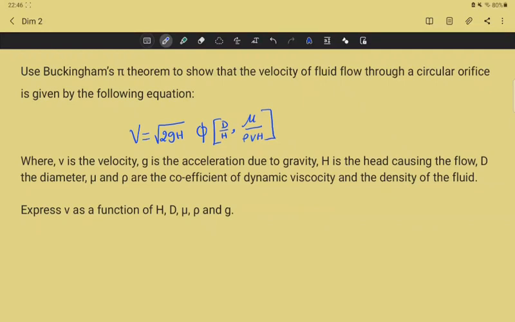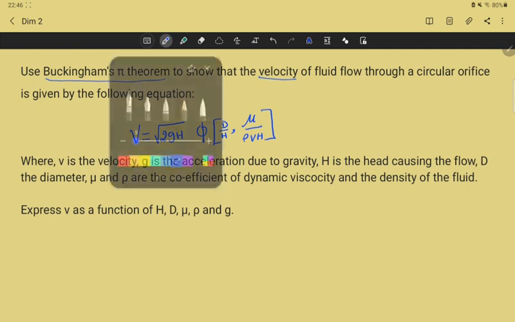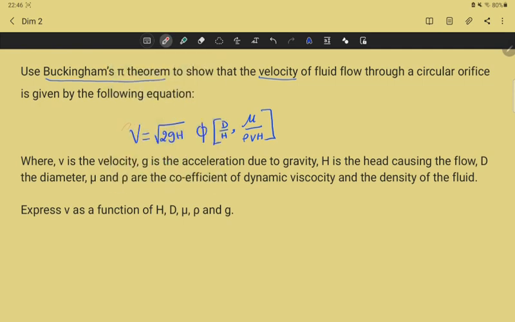My dear people, let us look at this particular problem. They are saying, using Buckingham's pi theorem, show that the velocity of a fluid flowing through a circular orifice is given by the equation V equals root 2 GH. So the equation is V equals root 2 GH.